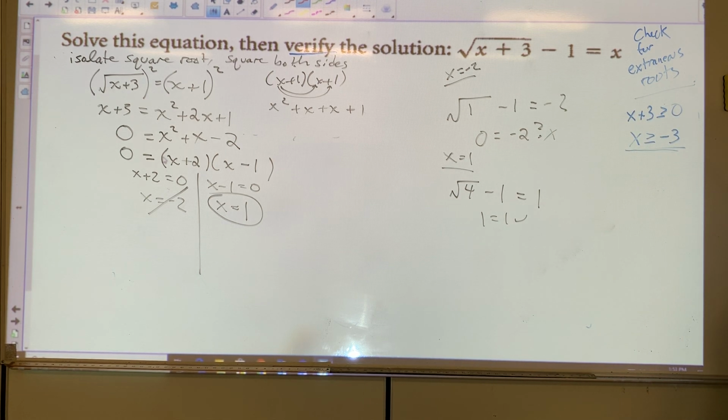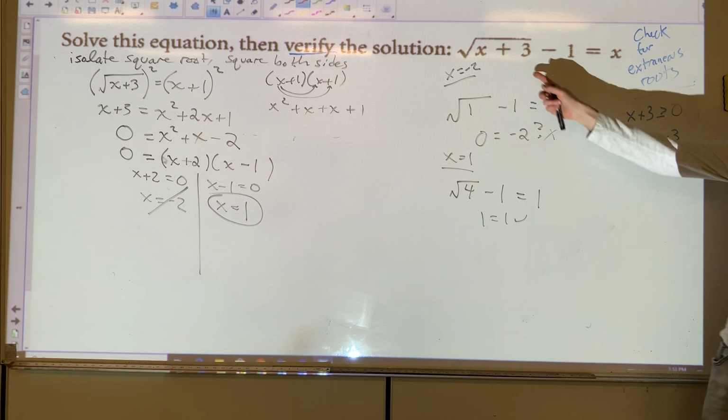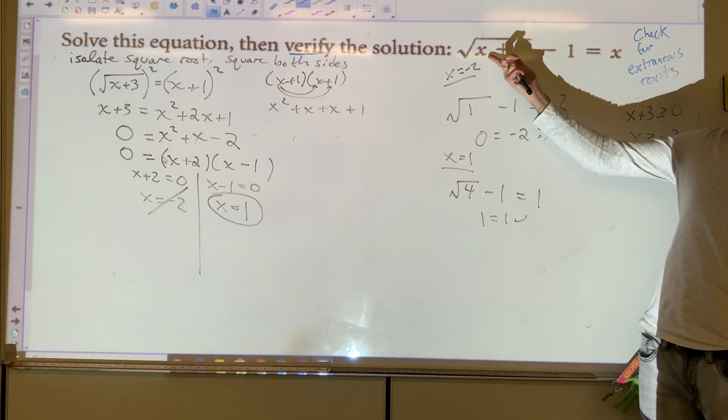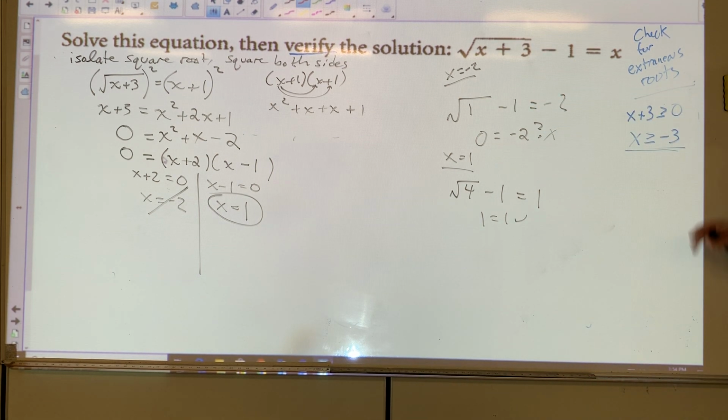How did you do that? x is greater than or equal to -2. Oh, I just set this greater than or equal to 0. So you take the radicand, you set it greater than or equal to 0, and you solve it for x. That gives you another little piece of information about whether or not your solutions are actually solutions.